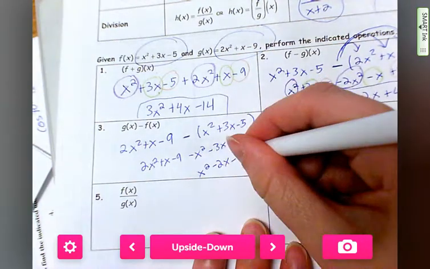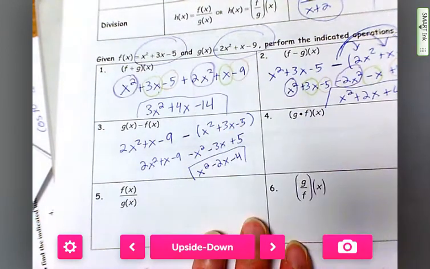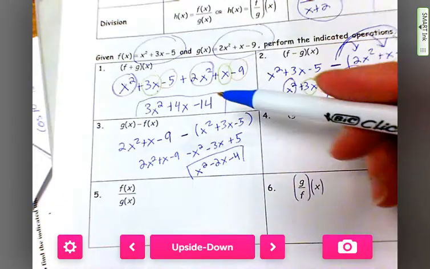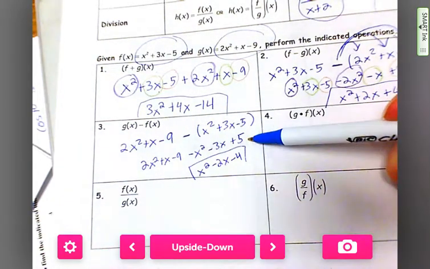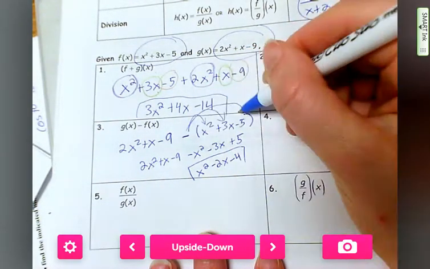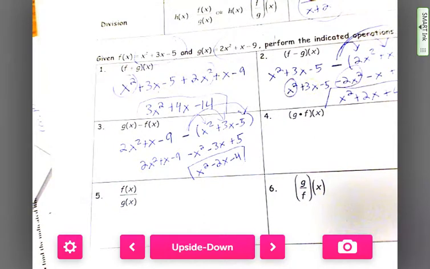Where did you get the x squared minus 3x plus 5? I distributed that negative to everything on the inside. Don't forget that part. Okay.